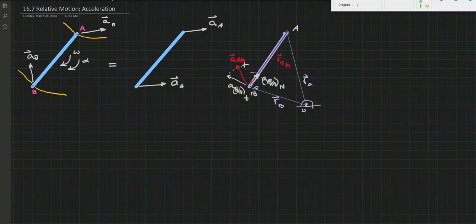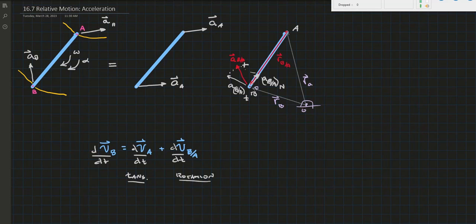So how do we construct that? Well, we construct it from the velocity. Velocity of B equals the velocity of A, our relative velocity approach, plus the velocity of B with respect to A. And what we do here is we take the derivative of these and voila, we have acceleration. So we end up with the translation component and the rotation component, just as we did in velocity.